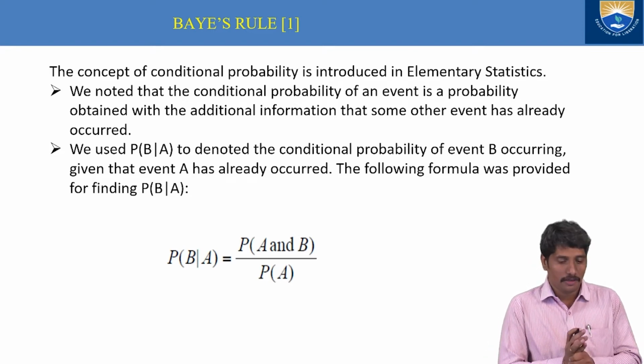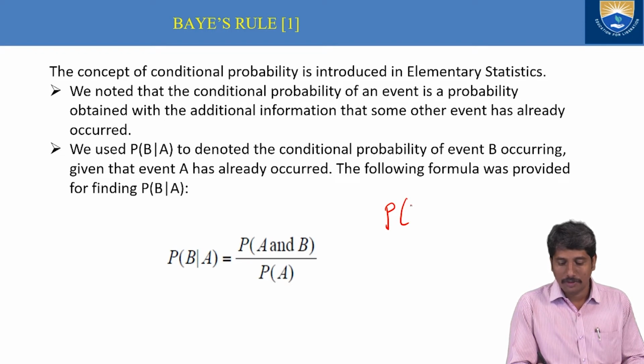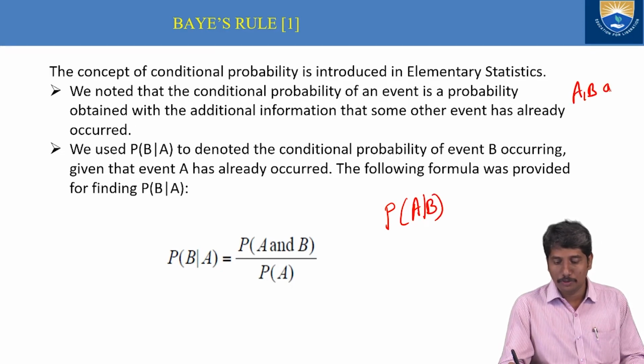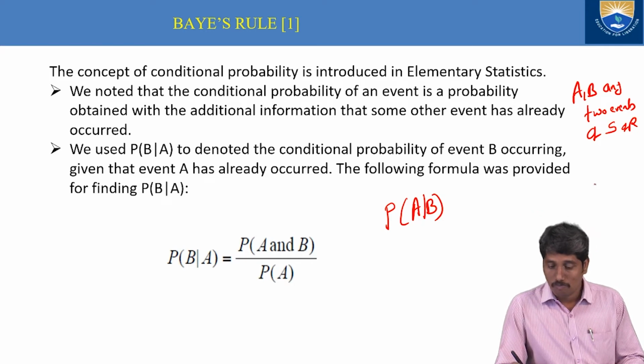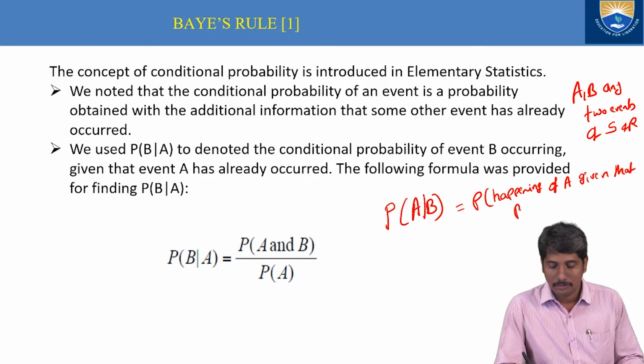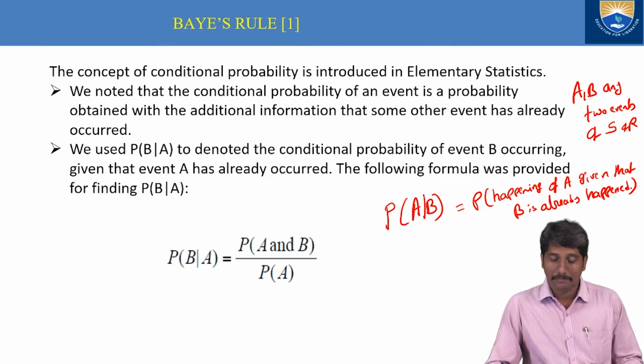So the credit again goes to Mr. Bayes only. Conditional probability is nothing but the probability, say if I denote it by P of A given B, where A comma B are any two events of a sample space S of a random experiment R. Then P of A given B is nothing but the probability of happening of A given that B has already happened.